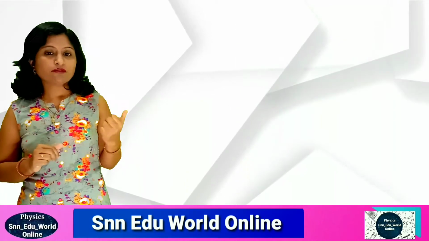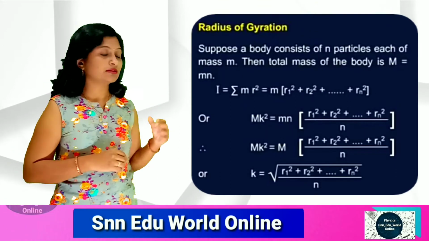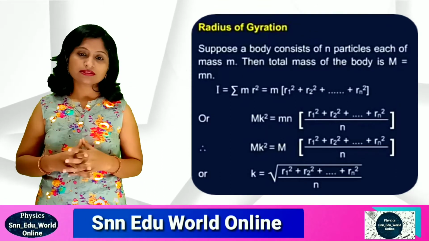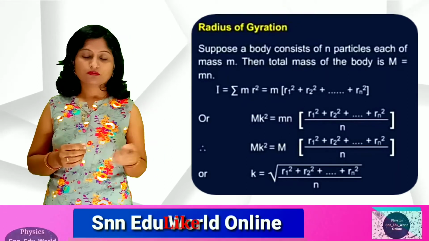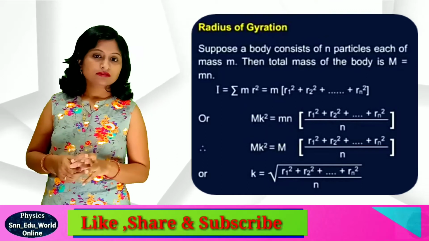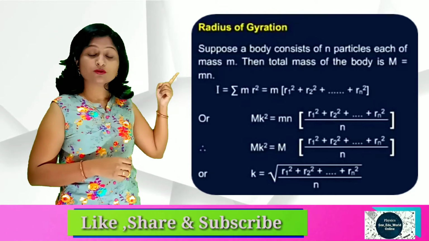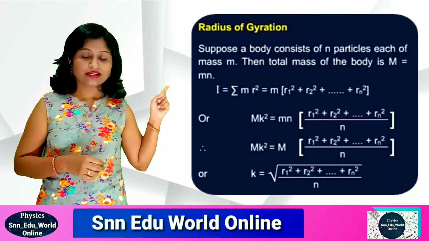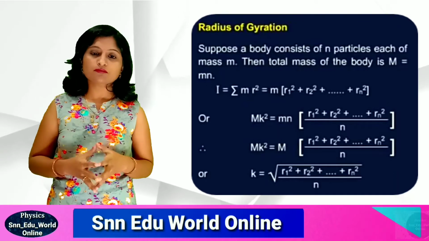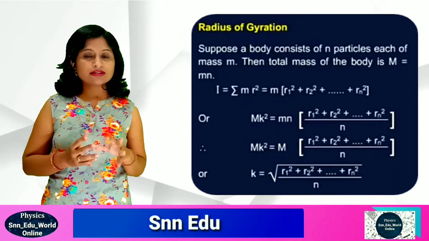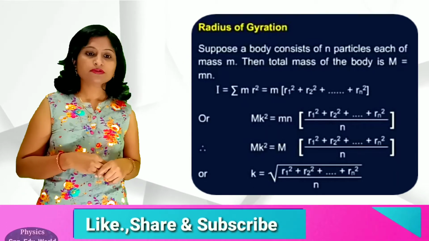Now we will find the relation or another definition for the radius of gyration. Okay, so this is very simple. Suppose we are dividing our total mass into n number of particles and each particle has the same mass, small m. So n number of particles with the same mass small m. So what is the total mass? Capital M is equal to small n into small m. It is the total mass of the object.